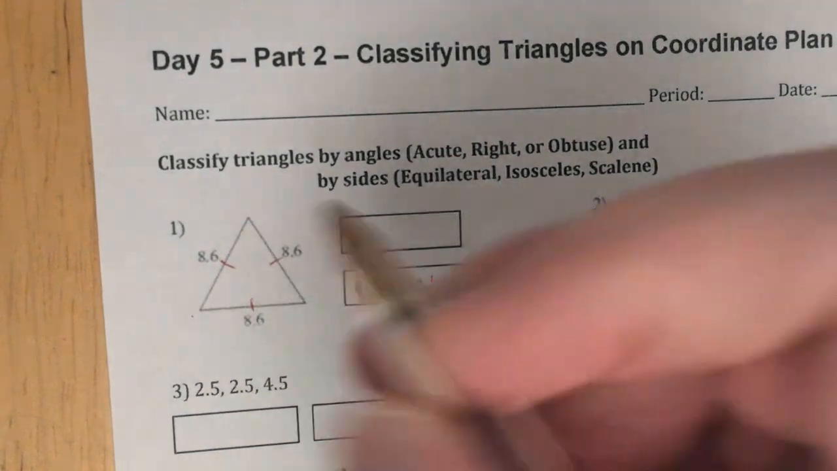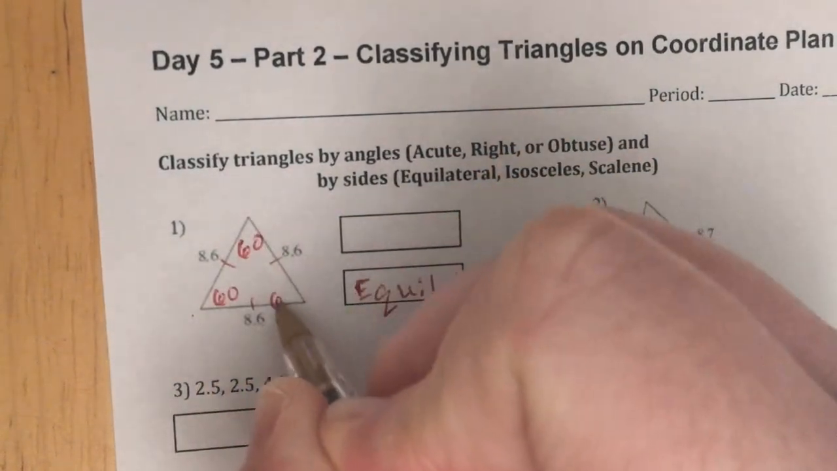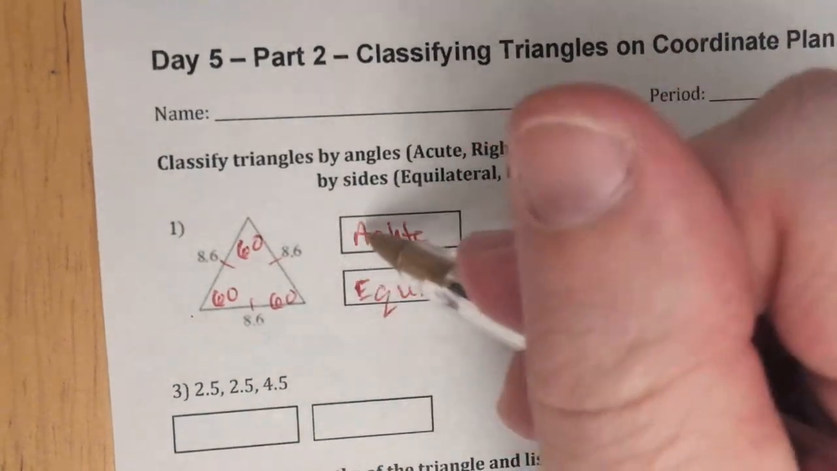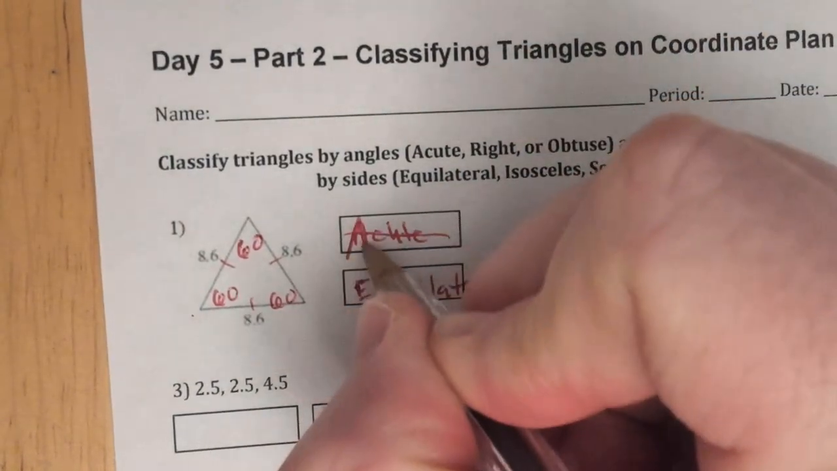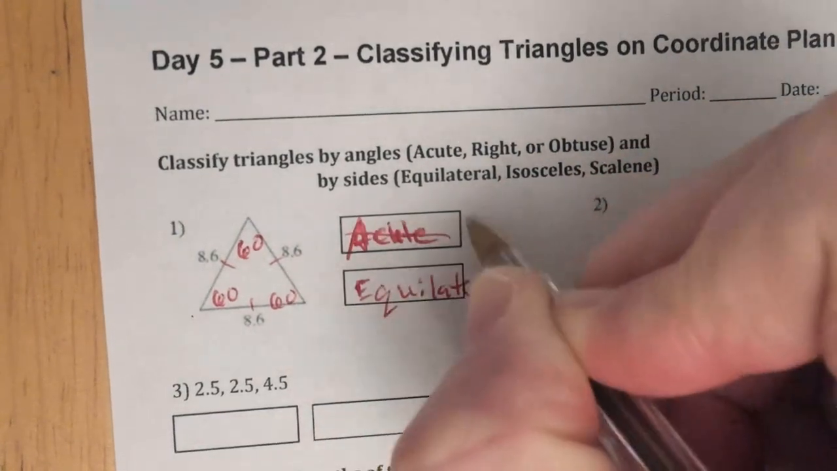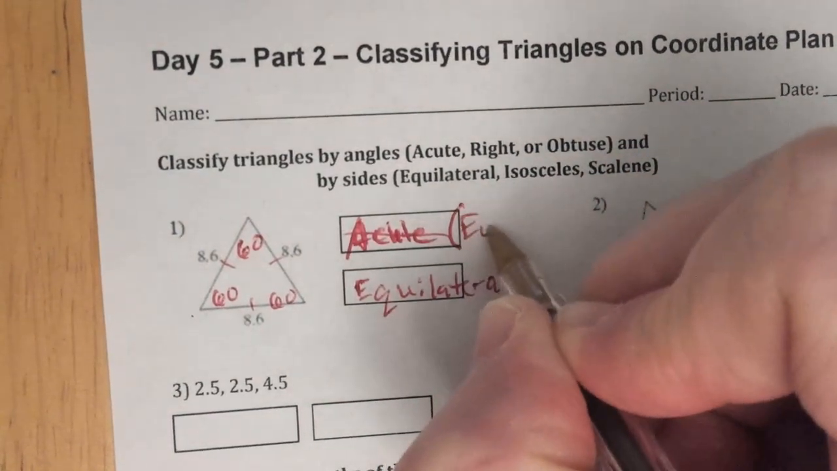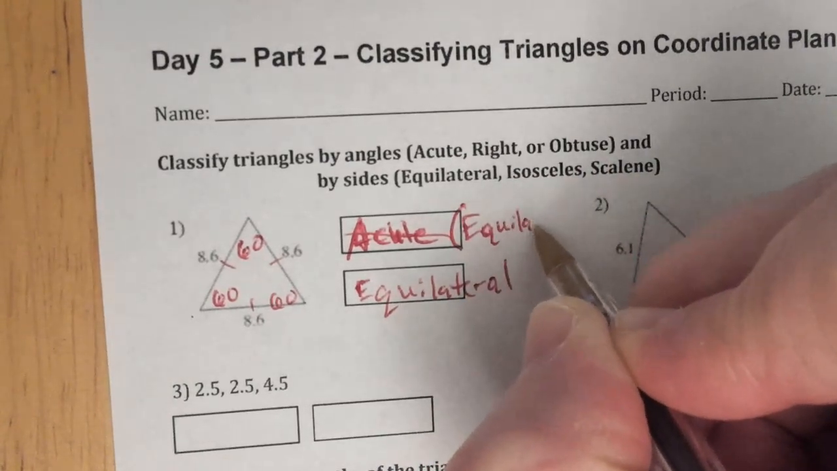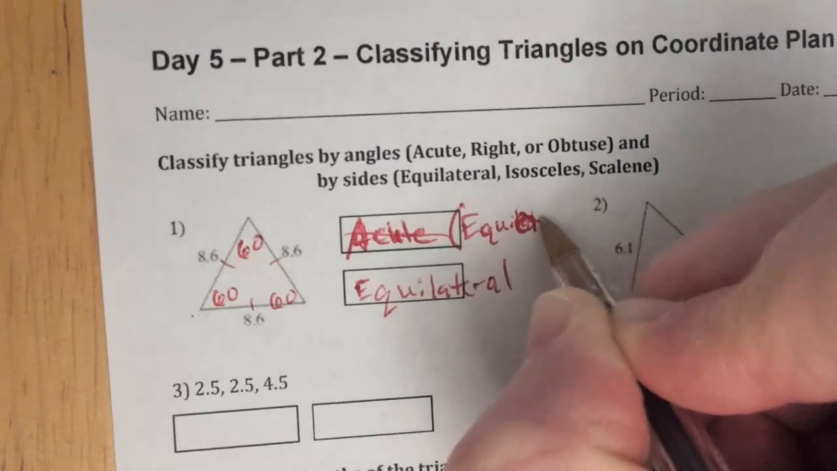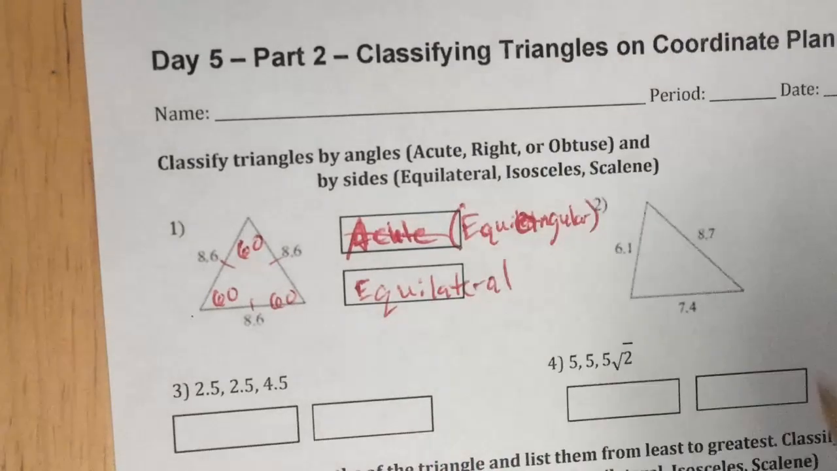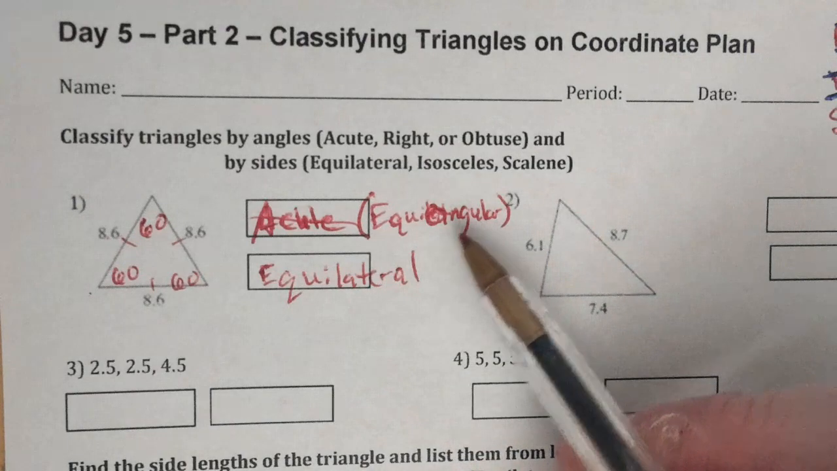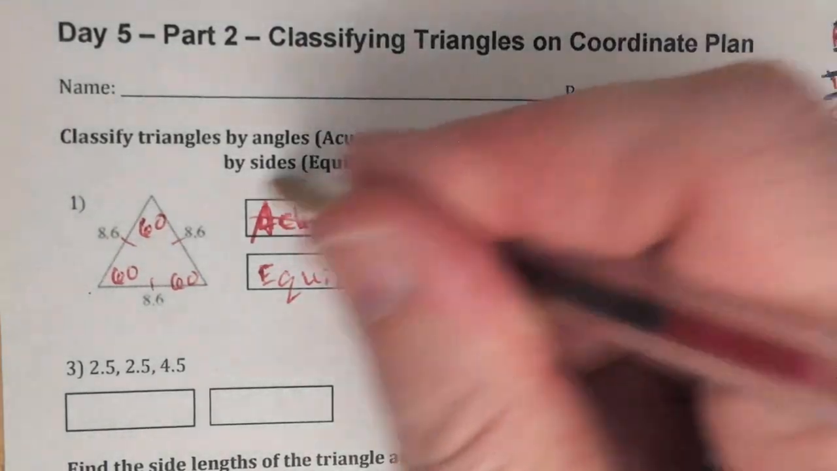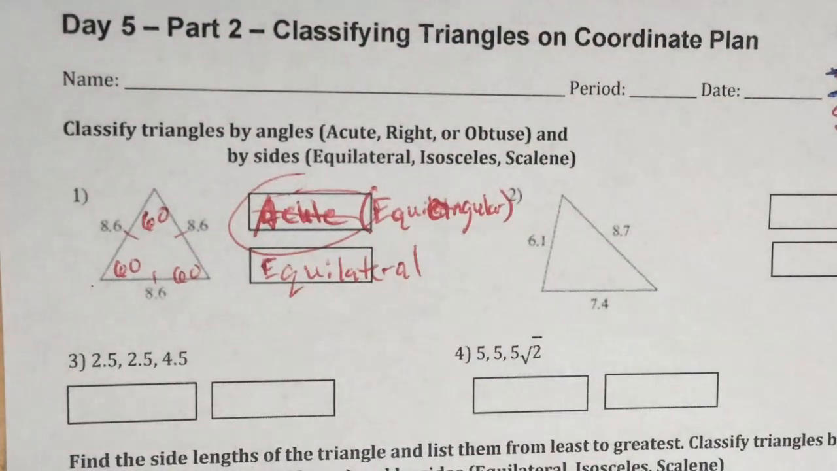Because all 3 are equal, all of these are 60, 60, 60. So technically, this is an acute triangle, and that's the only choice for us. Another name for this would be equal angular, which would be a better choice, but that was not one of the options. So acute is the one we're going to use, but equal angular would have been better.